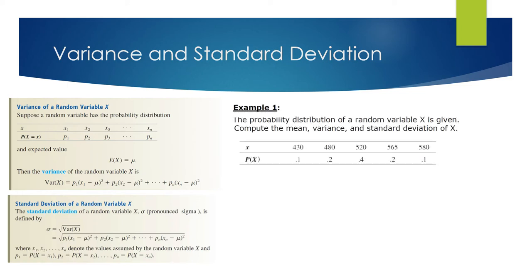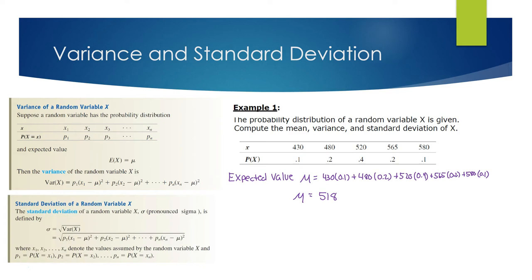So we have this probability distribution of a random variable, and you're asked to compute the mean, variance, and standard deviation of x. Again, we have these scores and their probabilities. The expected value, or mean, is just me taking each one of those scores, multiplying it by its probability, and then adding them together. And so the mean for this is 518.